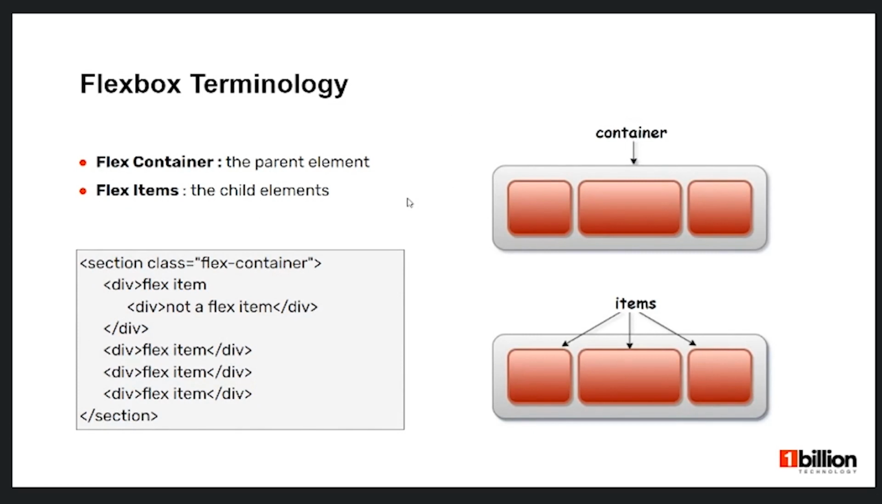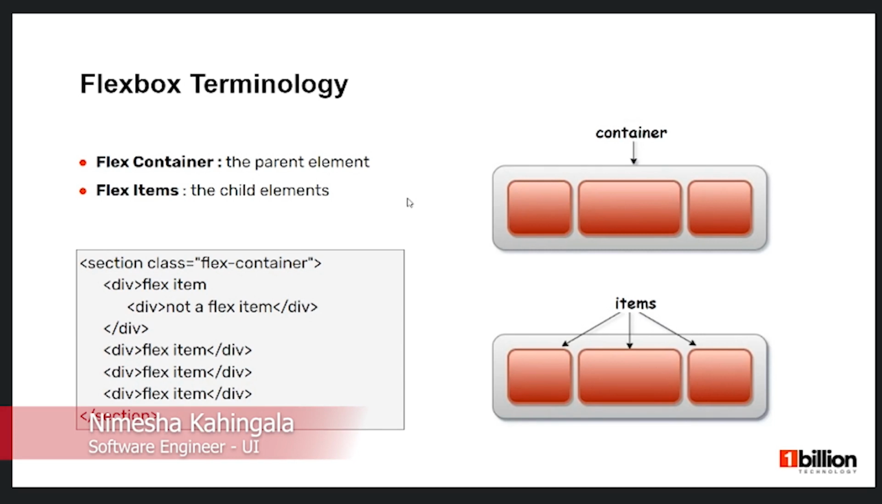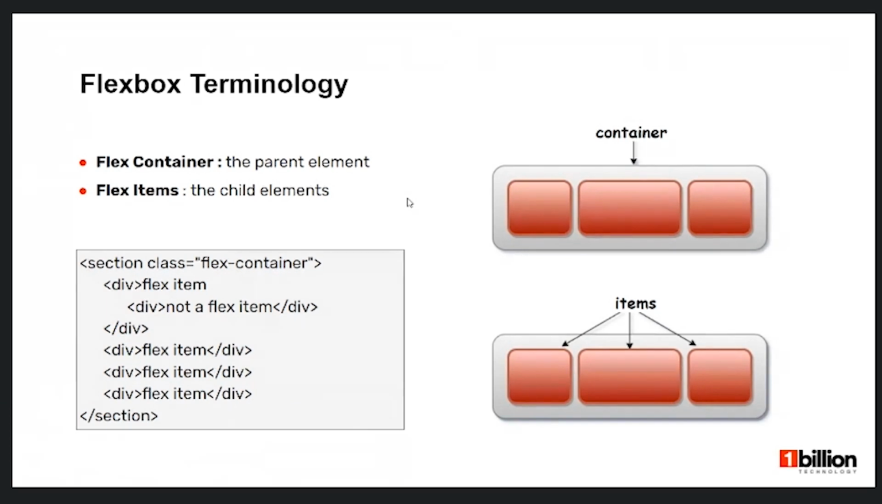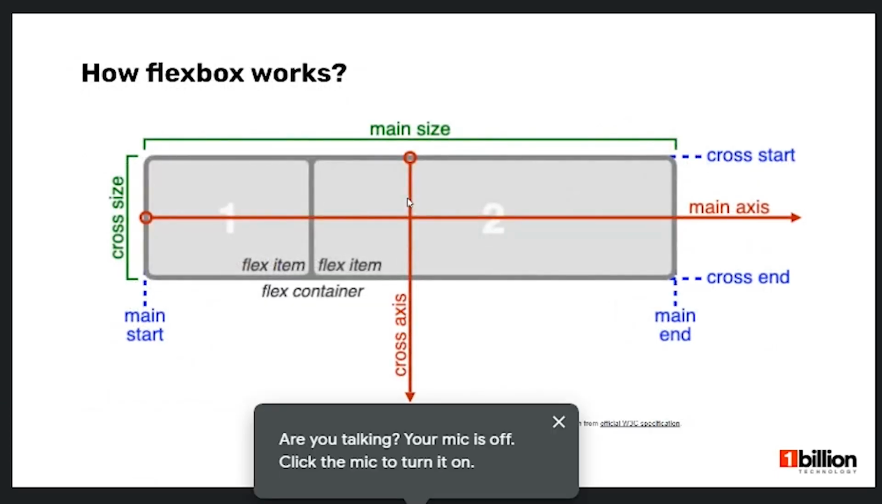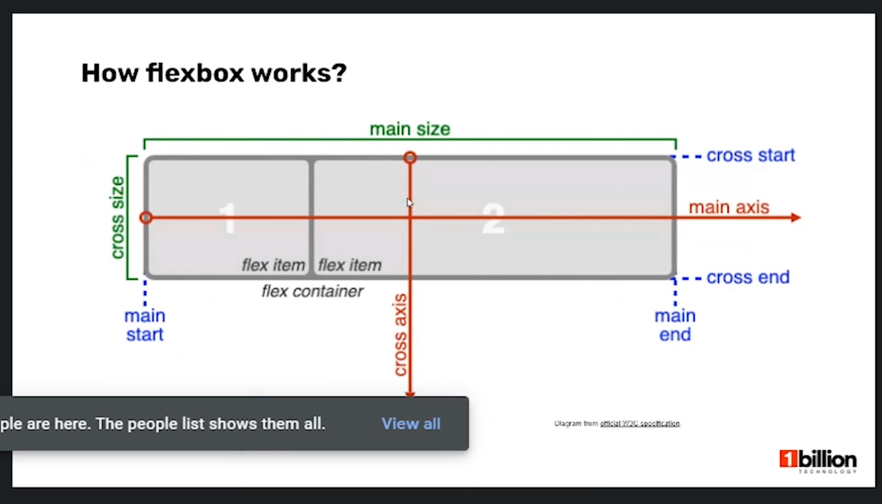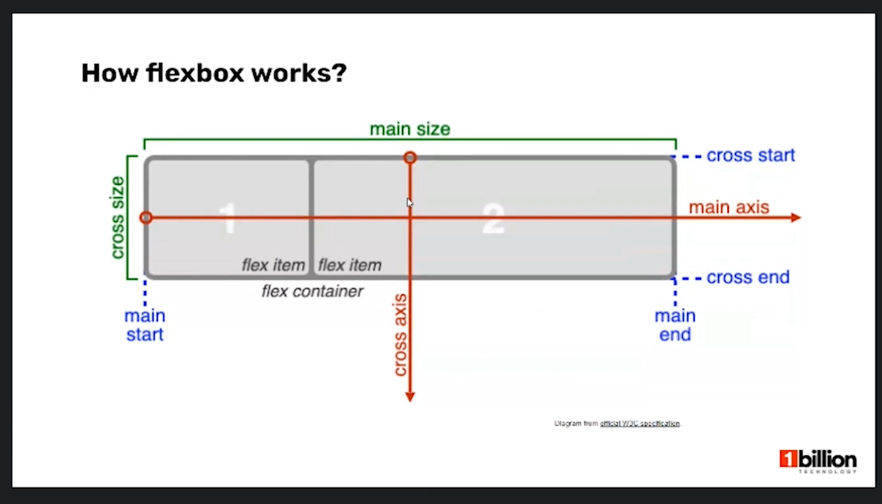The Flex container refers to the parent element and the Flex items are the direct child elements within the Flex container. Let's see how Flexbox works. Flex items are laid out along the main axis. By default, Flex items are arranged in rows. The cross axis will always run perpendicular to the direction of the Flex items. Both axes also have start and end points: main start and main end for the main axis, and cross start and cross end for the cross axis.